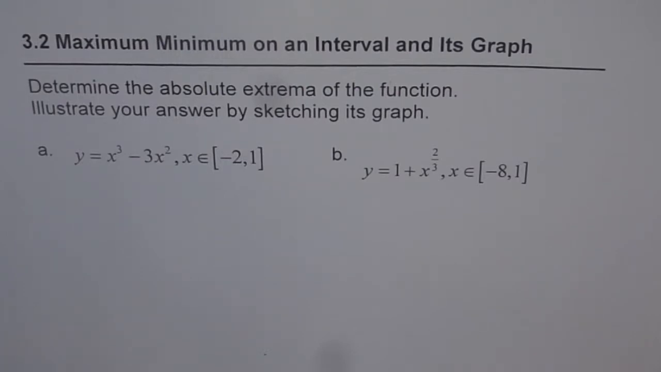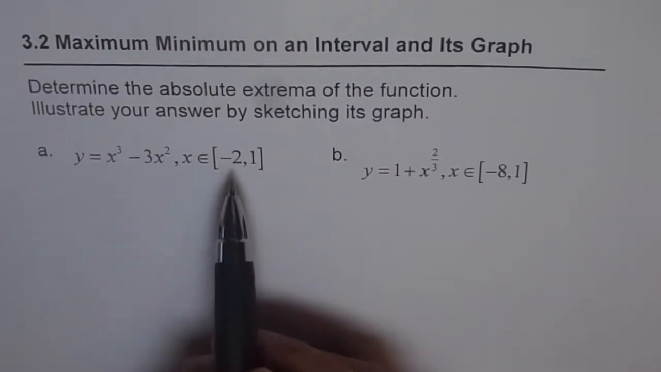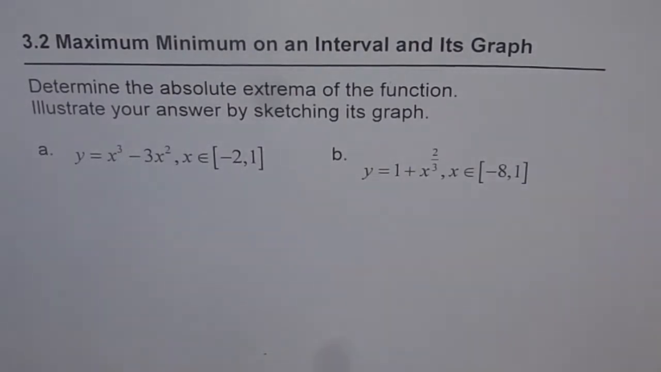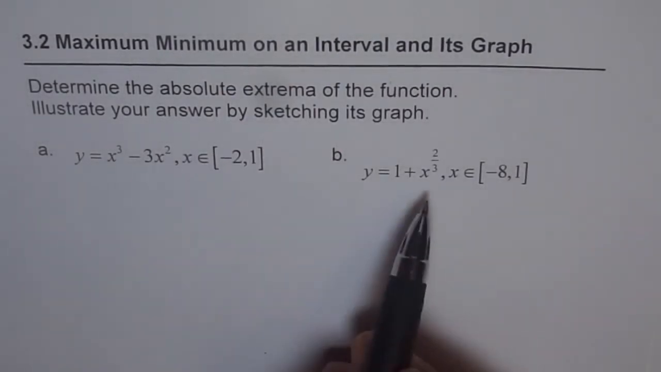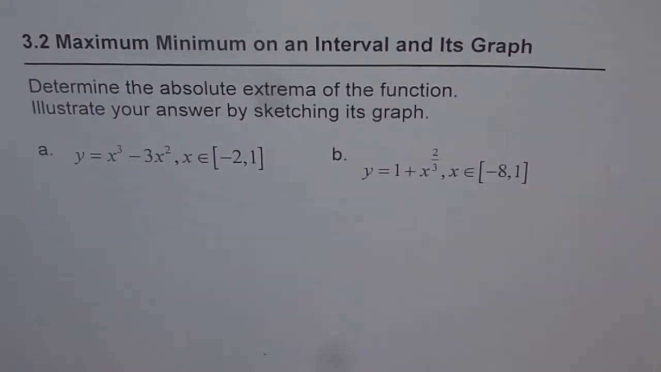Whenever we have a function which is bound from both sides, that means it has a lower boundary and an upper boundary, then it will surely have a maximum or minimum value, provided it is a continuous function within the given domain. Both these functions we know are continuous functions, so they fulfill our restrictions.